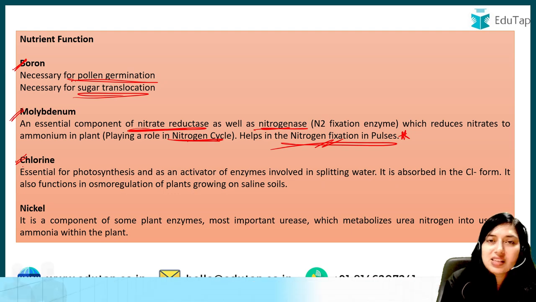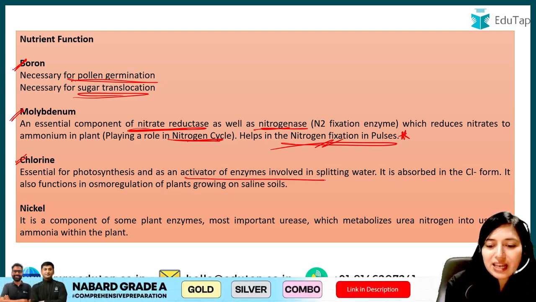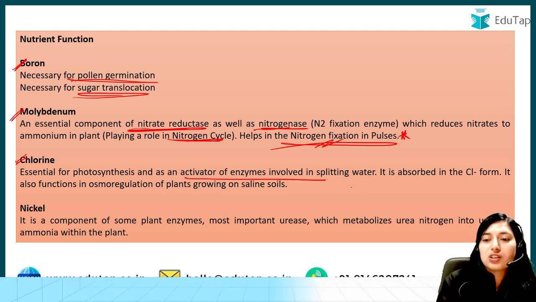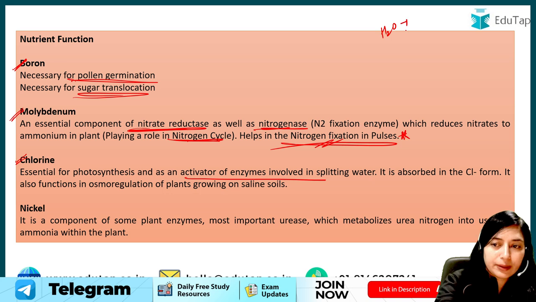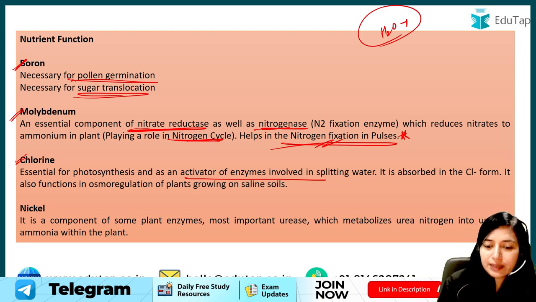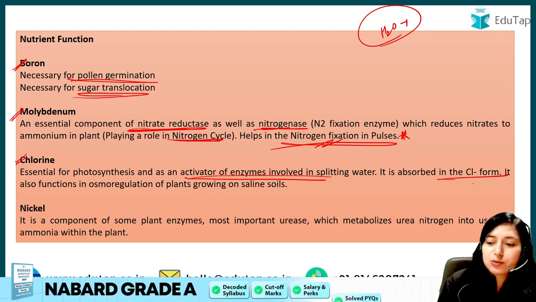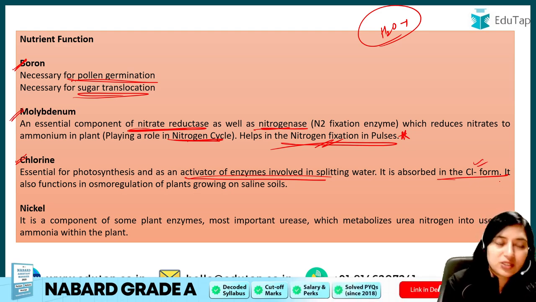So chlorine is essential for photosynthesis, okay, and as an activator of enzymes involved in the splitting of water. जो water की splitting होती है, ठीक है, जब photosynthesis होता है तो water needs to be split down into hydrogen and oxygen ion, ठीक है, so that splitting of water is facilitated by chlorine, ठीक है. It is absorbed in chlorine form, Cl⁻ form, ठीक है.